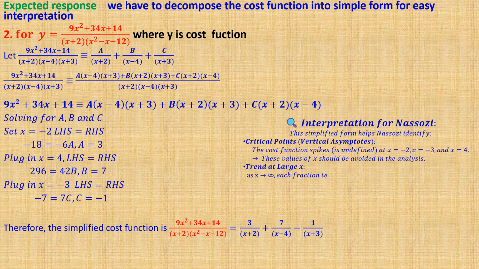Trend at large x. As x tends to a large positive value, each fraction tends to 0. So the total cost decreases and stabilizes. This suggests cost efficiency improves at higher production, or a favorable trend.